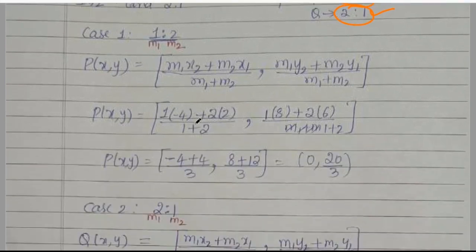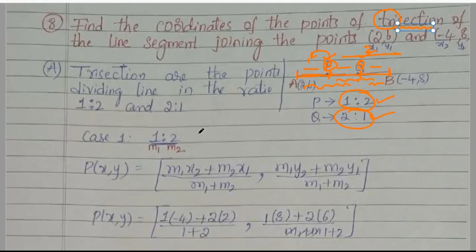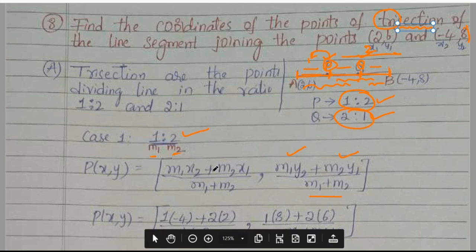First we will do with 1:2. M1 is 1, M2 is 2. The section formula, as we all know, is M1x2 plus M2x1 by M1 plus M2, M1y2 plus M2y1 by M1 plus M2. So M1, M2 we know, x1, y1, x2, y2 is given in the question. Now we are going to replace this x1, y1, x2, y2, M1, M2 in the formula.